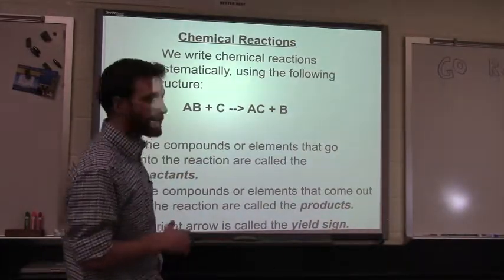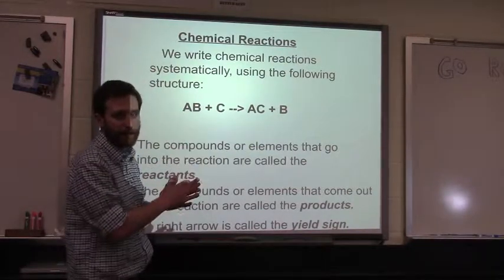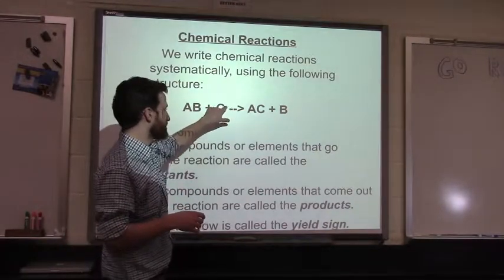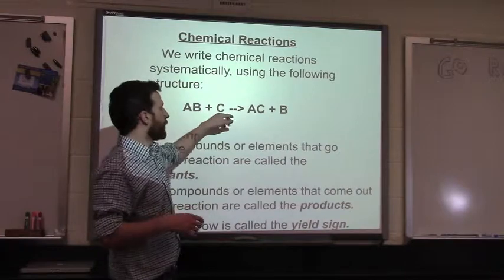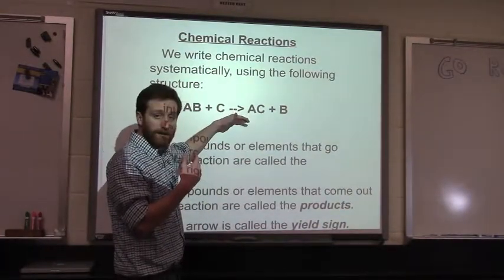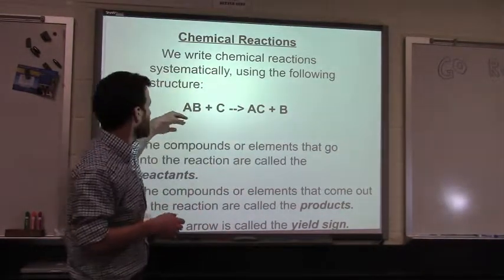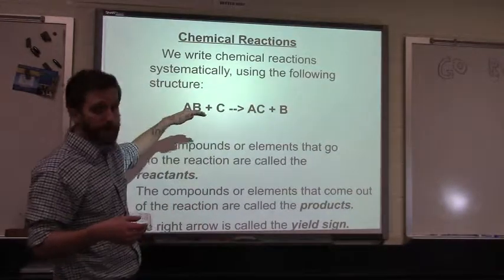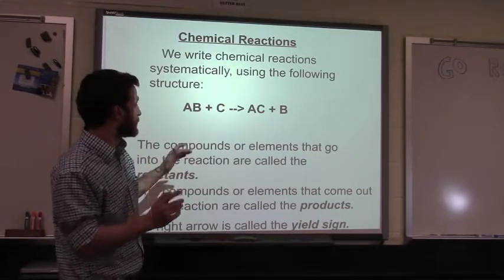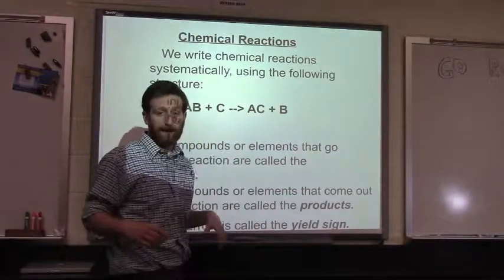So I would read this as compound made of A and B, elements A and B, which aren't actual elements, they're keeping it generic. A compound plus some element C reacts to form, the arrow is read as reacts or yields, some compound AC plus some element B. So you can see in this example that I used to show you about the structure of chemical reactions, you can see that really what's happening is C is taking B's place in this compound with A.